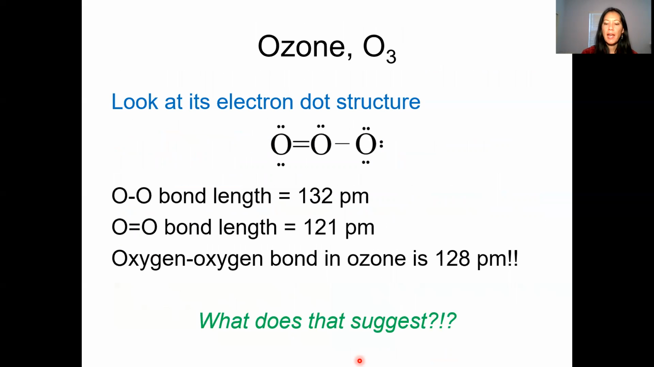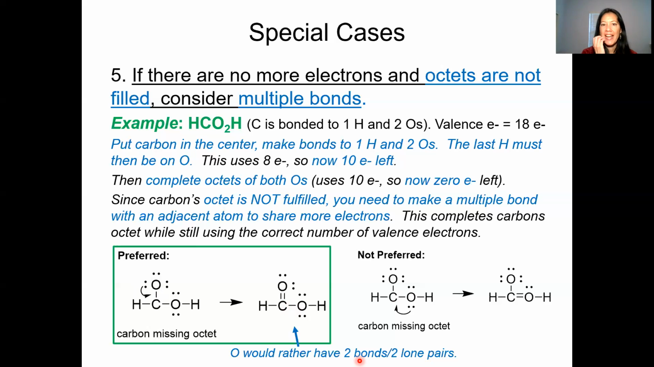Okay, let's look at another structure. If you want to practice, you could try to do ozone. It's O3, so 3 oxygens, and you could try to build that structure. So you could pause and build that Lewis dot structure, and I'll just continue.